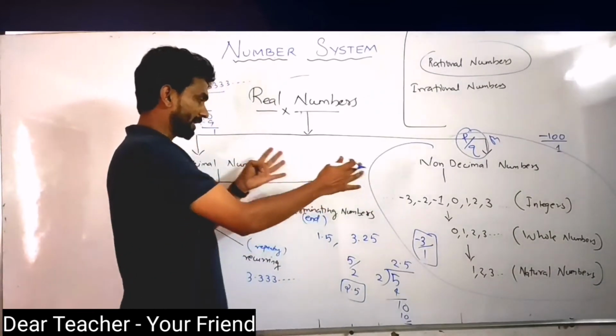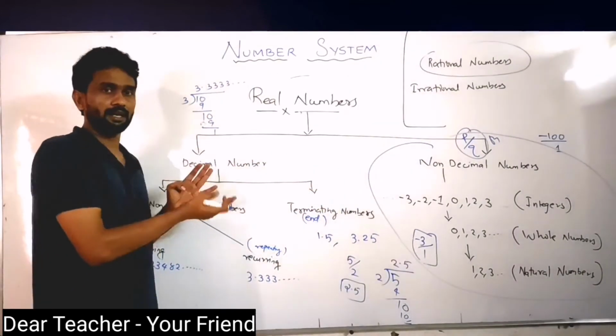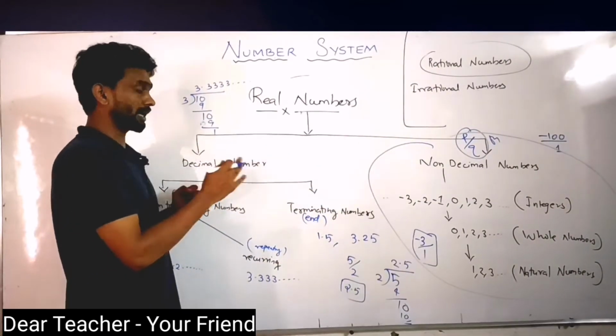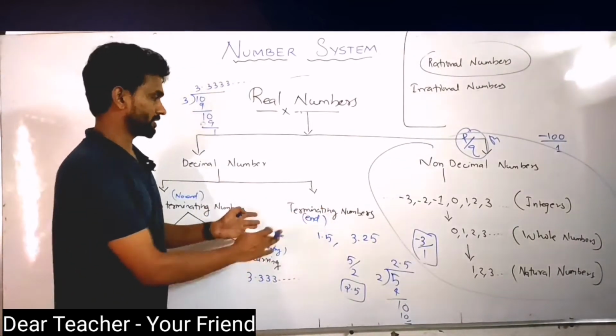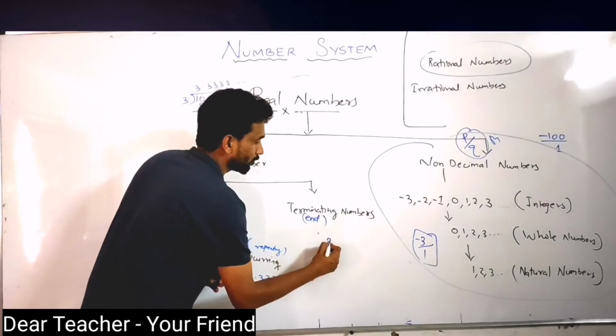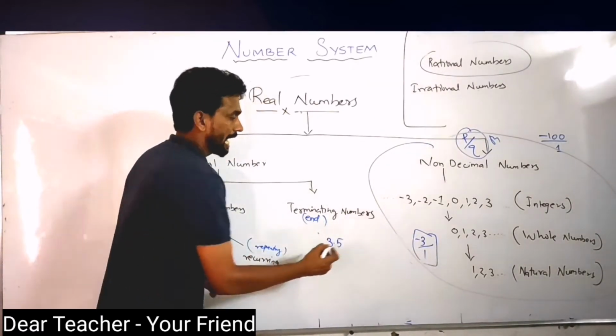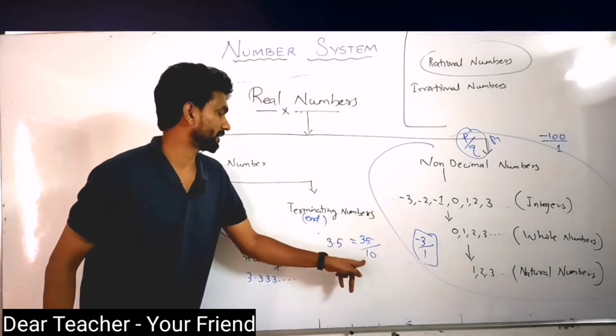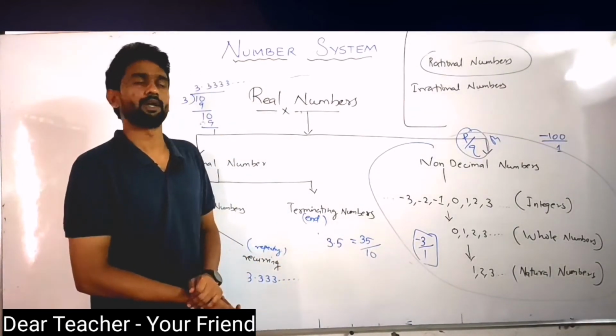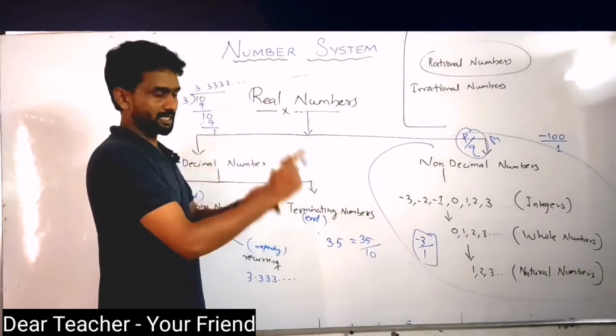Okay, now we can come back to this. Now we have another category, decimal numbers. Decimal numbers have two categories, non-terminating and terminating. First we can go to terminating numbers. For example, I am writing 3.5. Can I write 3.5 as 35 upon 10? Yes, we can write it in the form of p by q. So this is also a rational number.